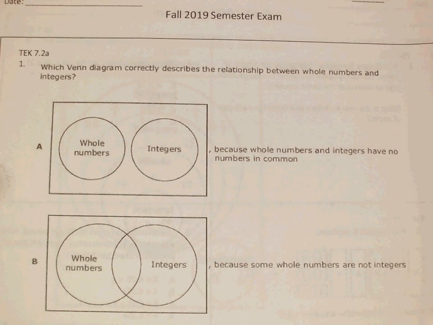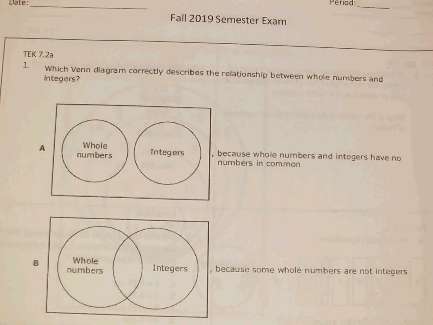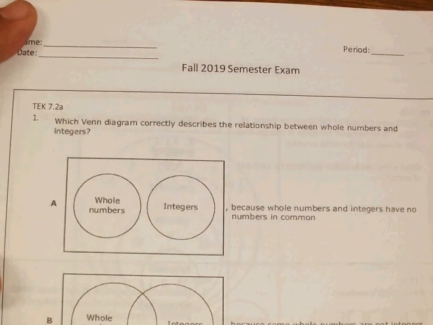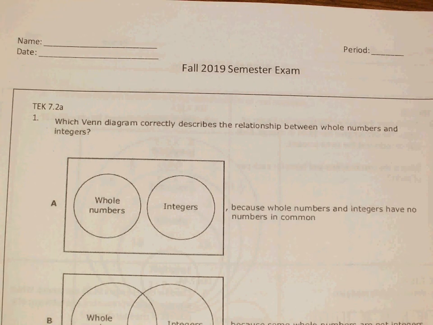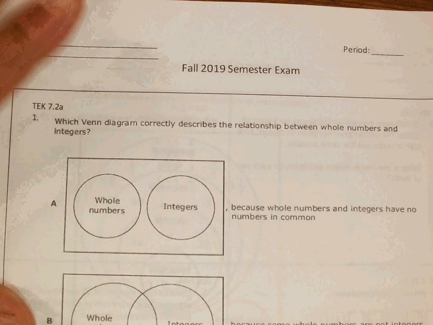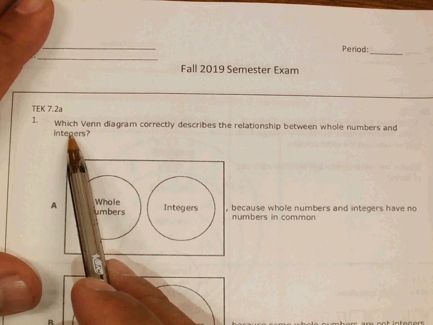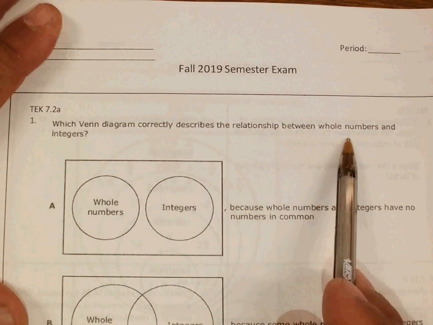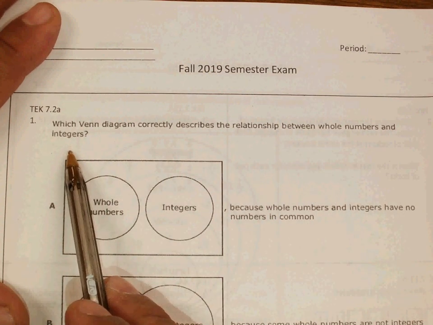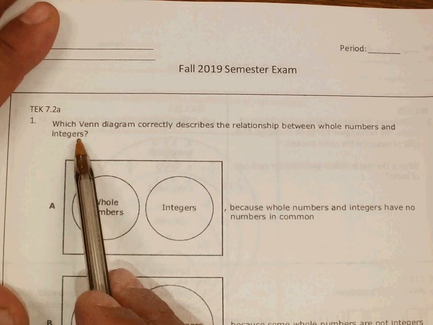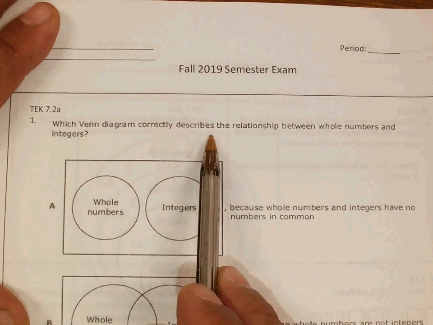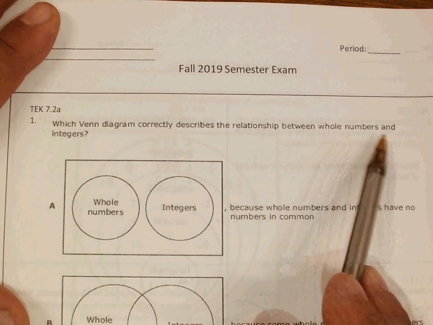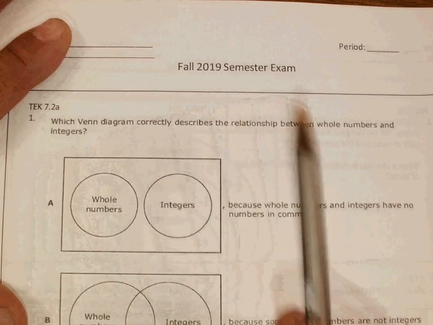All right, I'm gonna read the problems from the semester exam, the fall 2019 semester exam. Number one, we're gonna do one at a time. Which Venn diagram correctly describes the relationship between whole numbers and integers?